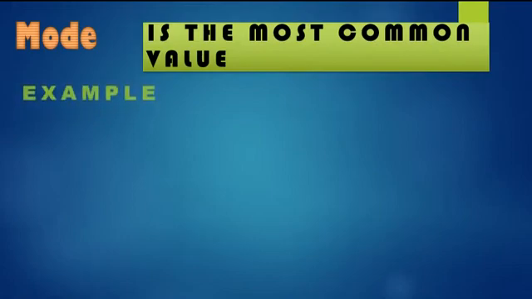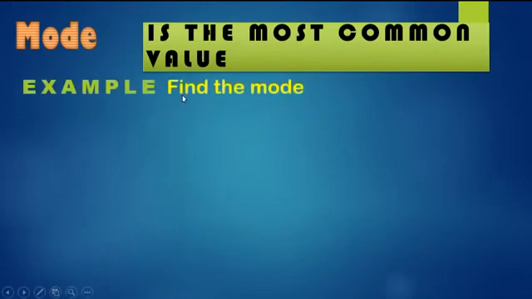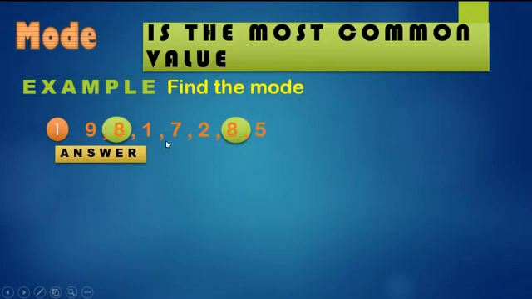For example, if we have an example like this, and he asked me to find the mode of these values, the mode, as we said, is the most common value. The most common value here, by looking at this data, 9, 8, 1, 7, 2, 8 and 5, we find that 8 is repeated 2 times. Then the mode in that case is 8.